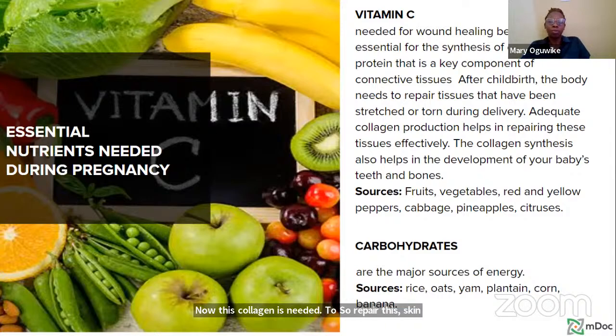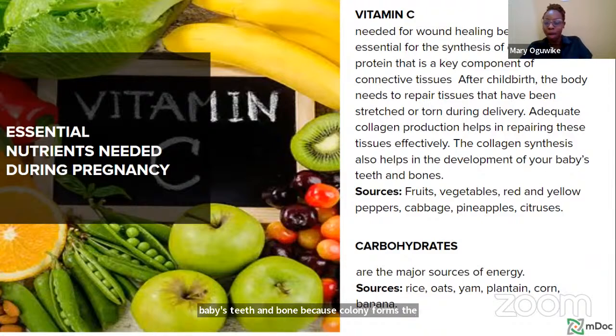And adequate collagen production helps in repairing these tissues effectively. So your womb goes back to the normal size, your stomach goes back to the normal size, and it becomes firm instead of flabby. And collagen synthesis also helps in the development of your baby's teeth and bone because collagen forms the structural framework of these teeth and the bones.